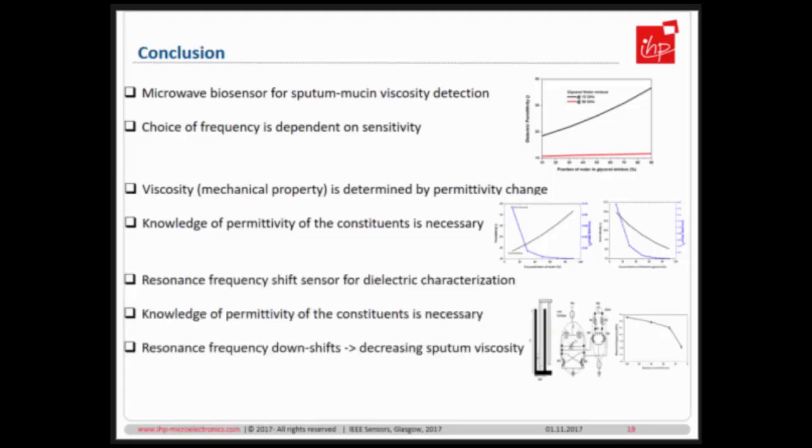And finally, I showed that this kind of an oscillator circuit, where your sensor forms the capacitor for an LC tank, can be used to detect change in permittivity, which can be correlated to the change in viscosity.